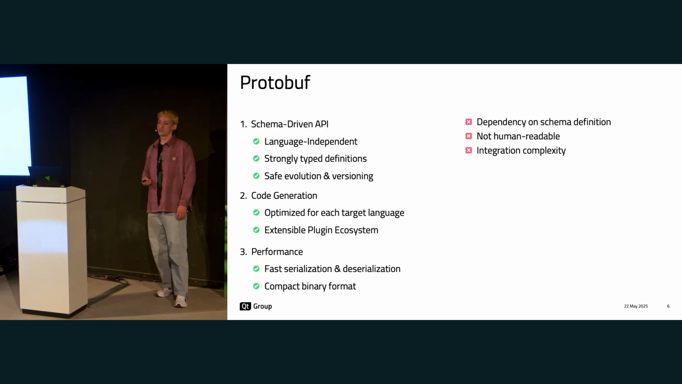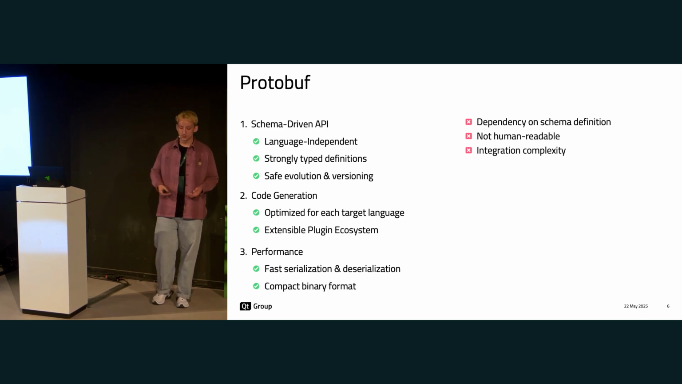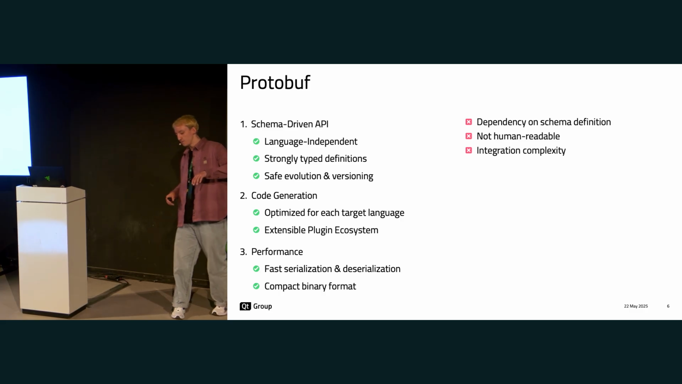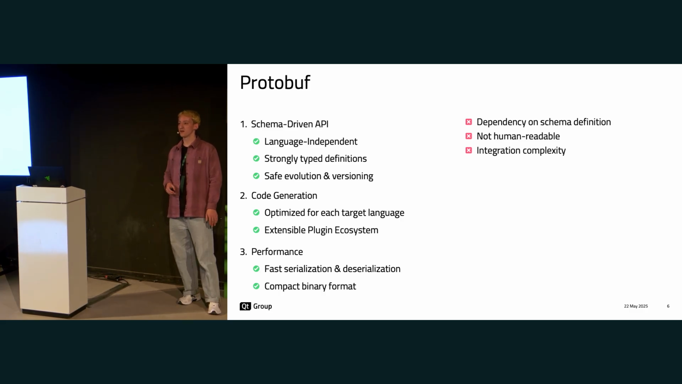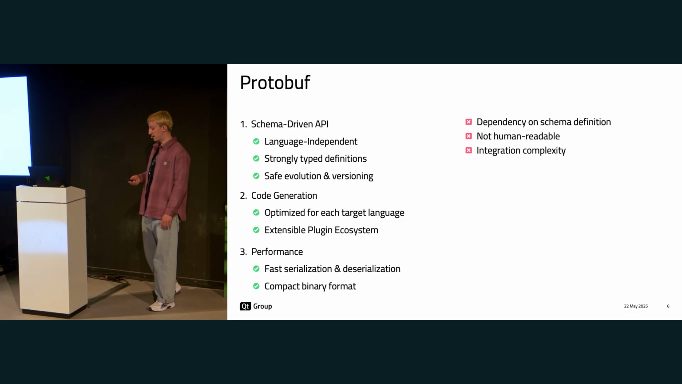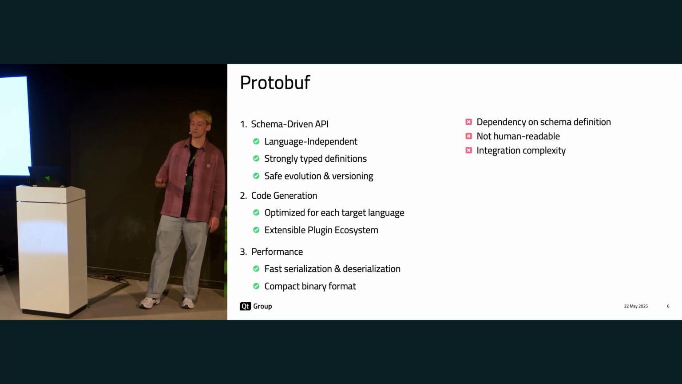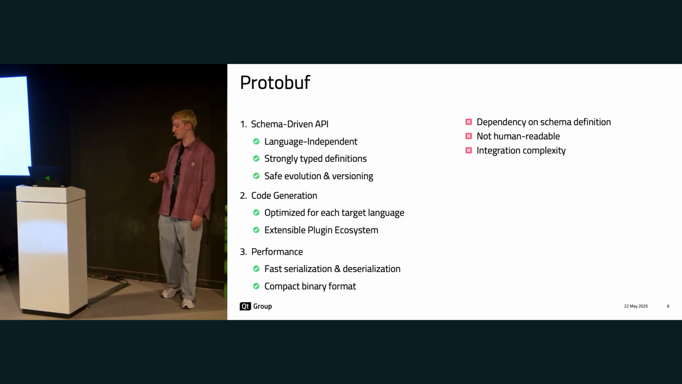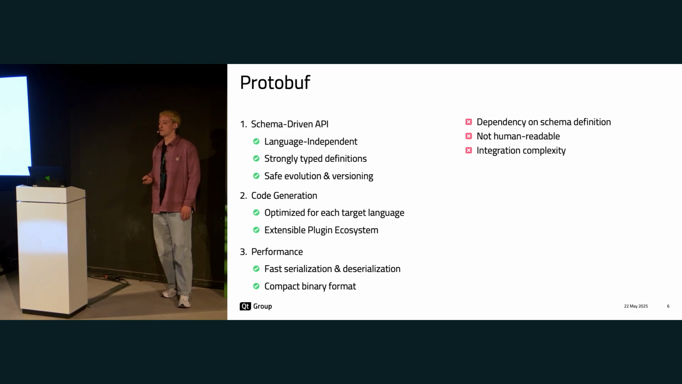Then the code generation provides optimization for each target language, meaning we can use specific features of the Python language or the Ruby language. And then when it comes to the binary, when we serialize it, we are all the same. It's all equal. And protoc has a quite extensible plugin ecosystem. There's a huge open source community around that, and there are many plugins for it. And of course, performance, it's fast and it's compact.